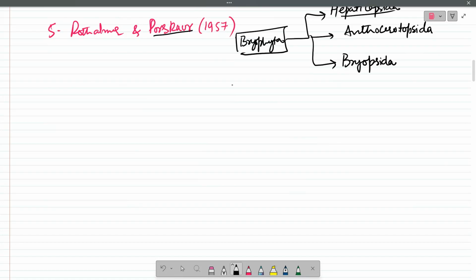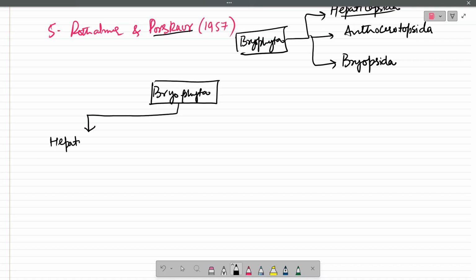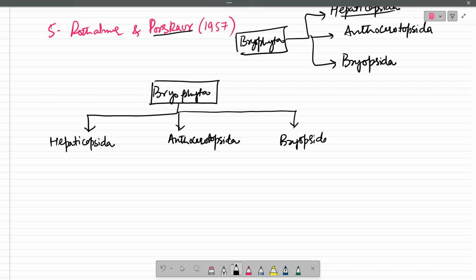So the final classification would be like this: Bryophyta, with three classes: Hepaticopsida, Anthocerotopsida, and Bryopsida. These are classes, and Bryophyta is the division.